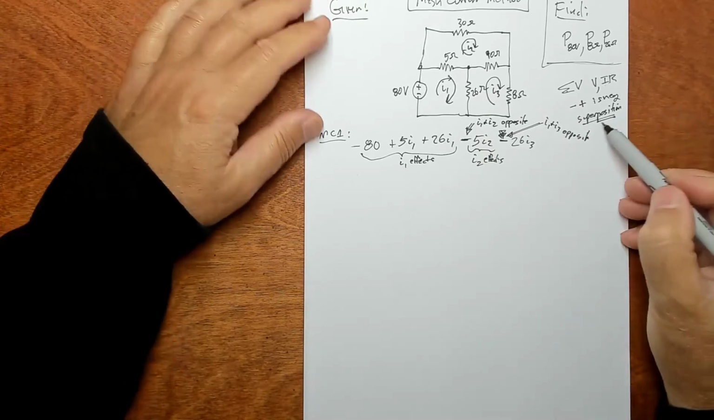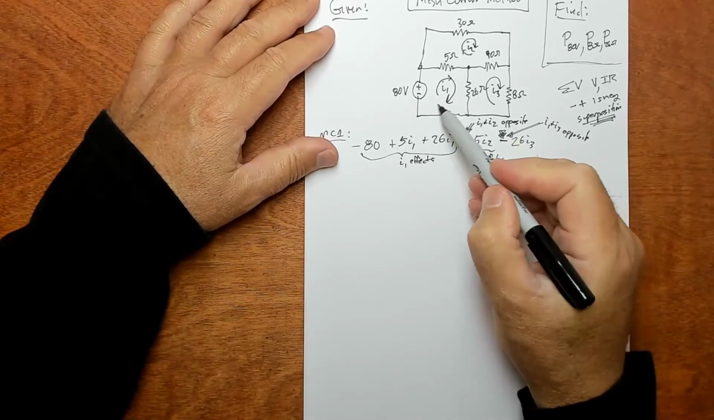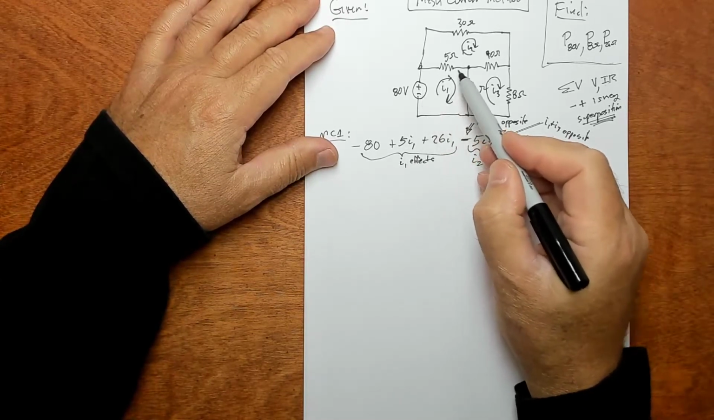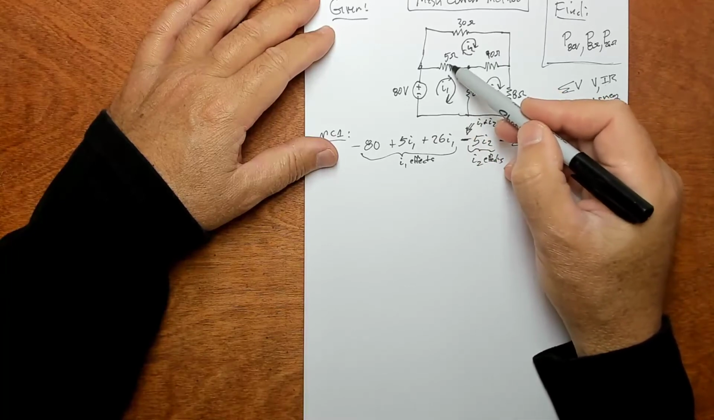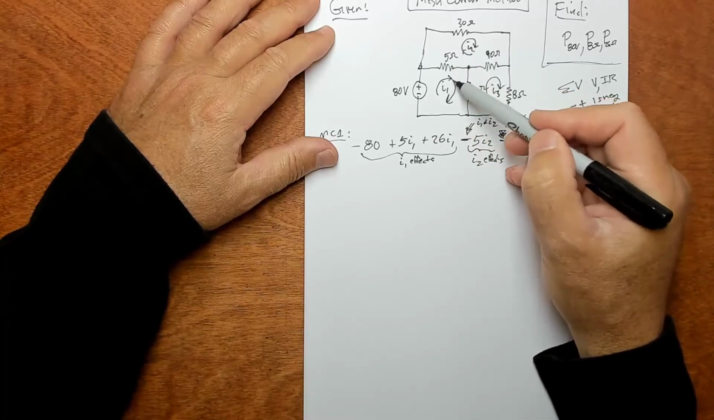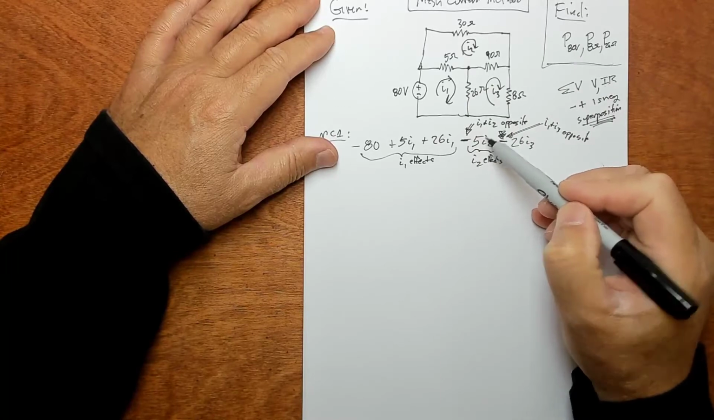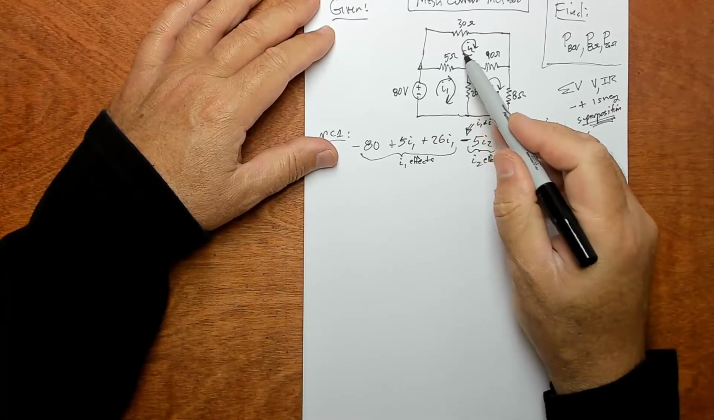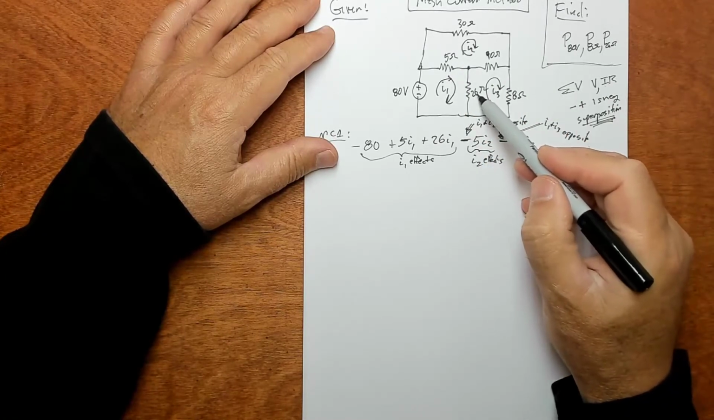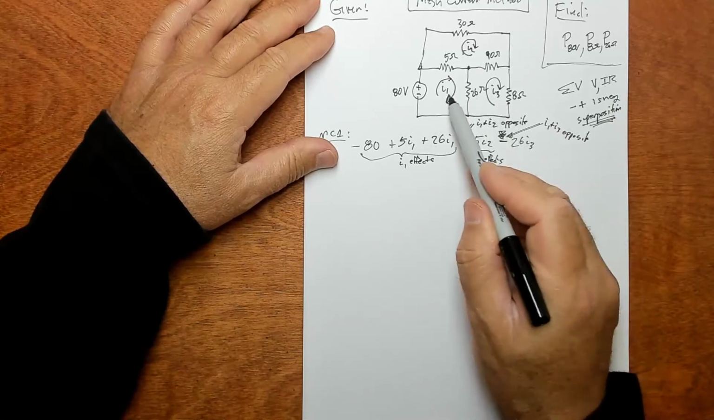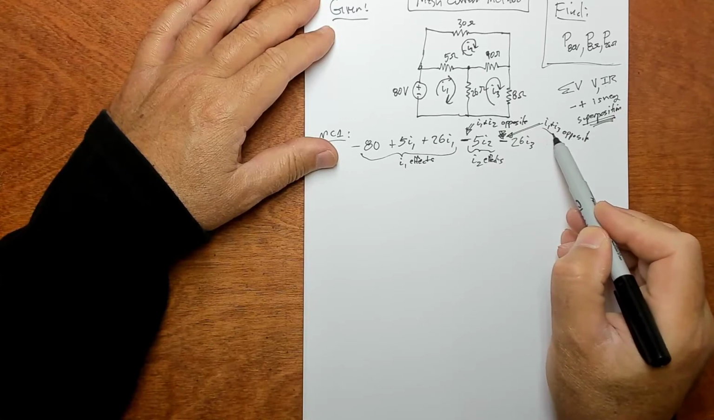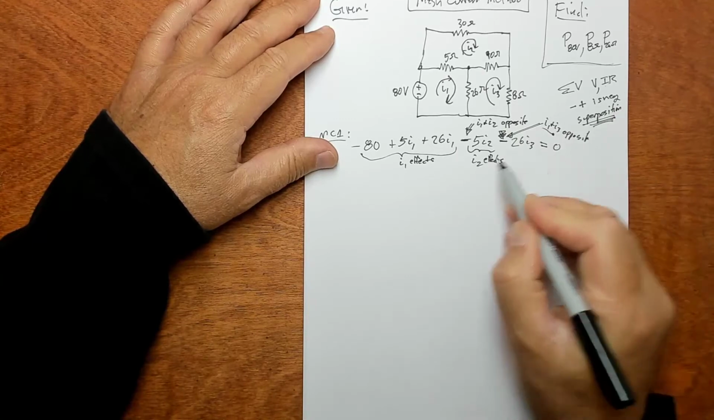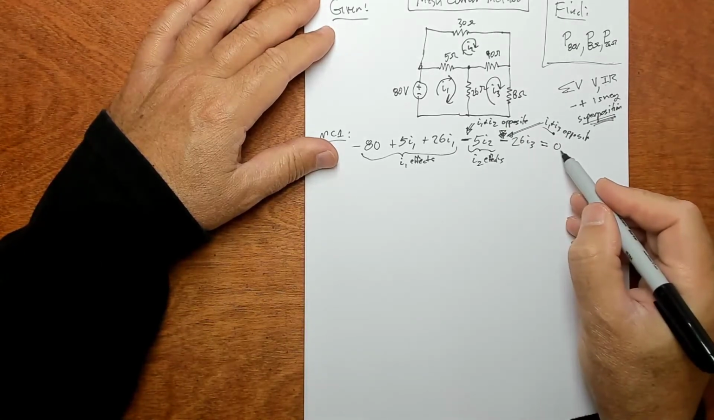So that's superposition. You do the main loop, voltage, voltage, voltage. Then you look for the shared elements. This element here is shared between I2 and I1, so you put that in there, and it's opposite because the currents are opposite. And this element is shared between I1 and I3, and it happens to be negative because the currents are opposite. These are summed to zero because we've just summed voltages around the loop.